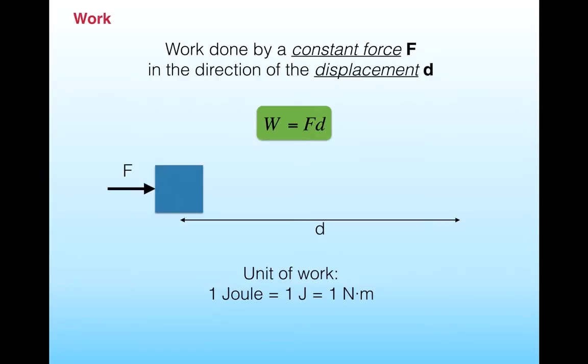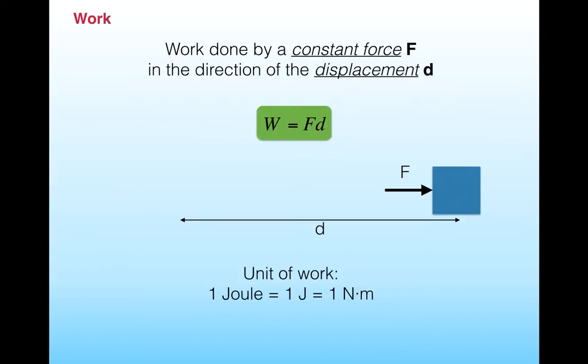So in this very simple example, we have a block. It's going to be pushed by a force F, and it will be moving a constant distance. And again, this force will be constant, which means that the block will actually be accelerating. And the work that's done by that force as it accelerates is equal to F times d.